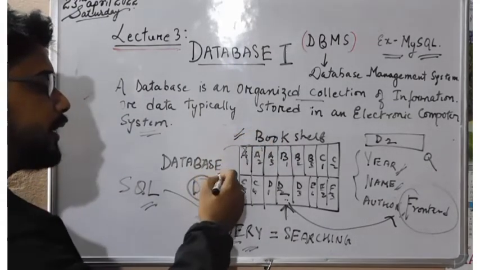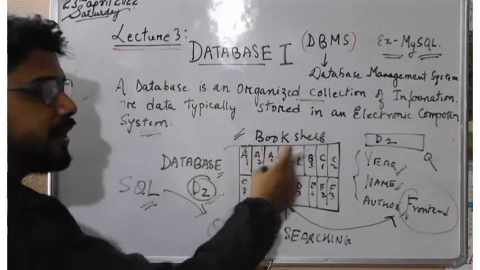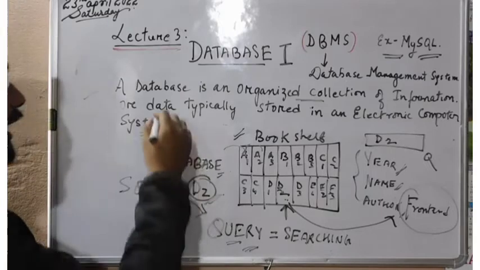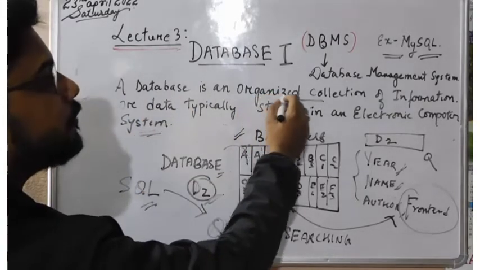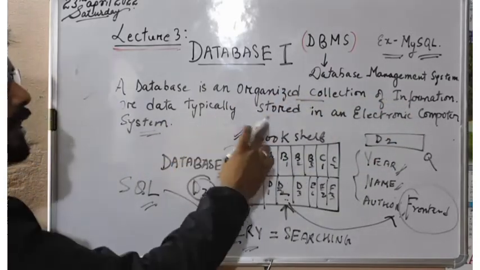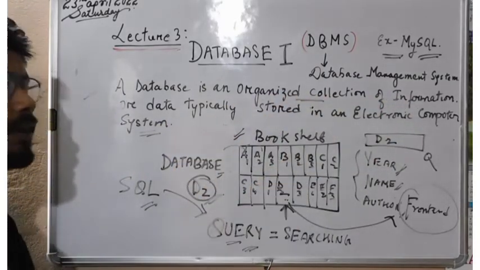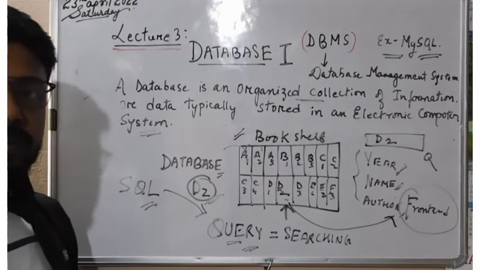So you can compare a database with a bookshelf, right? Where everything is arranged in a certain manner. That is why I will repeat this again: a database is an organized collection of information or data typically stored in an electronic computer system. Okay, so we store it in an electronic device only, right?